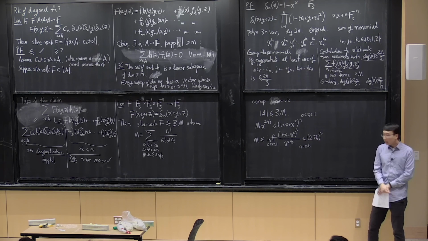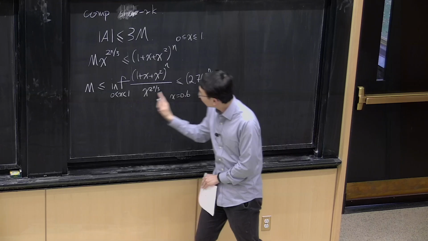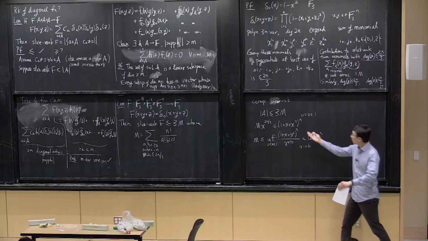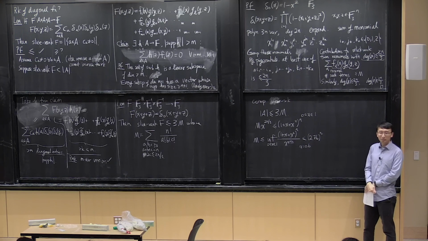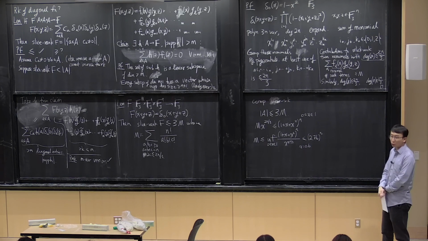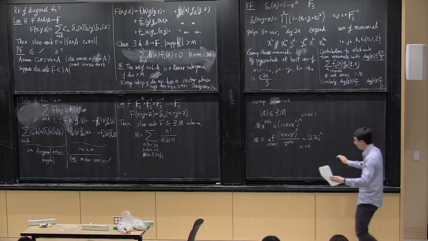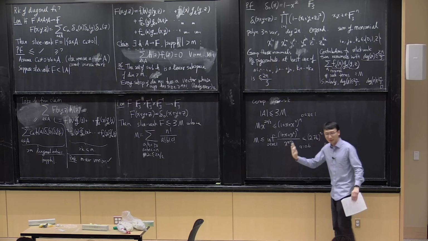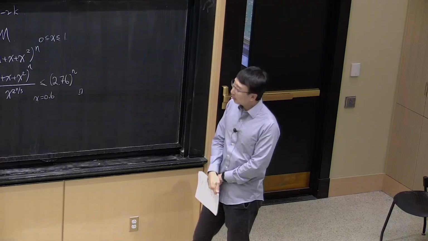And it turns out this step here is not lossy. As in, basically, up to 1 plus little o(1) in the exponent, this is the correct bound. That follows from general results in large deviation theory, and that finishes the proof. Alternatively, you can also estimate m using Stirling's formula, but this, I think, is cleaner. Great. Any questions?